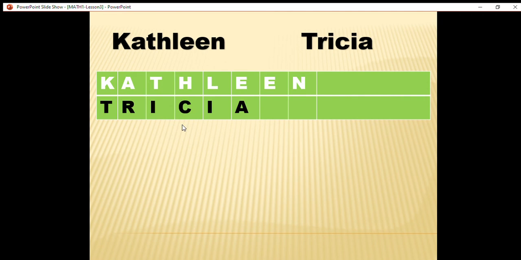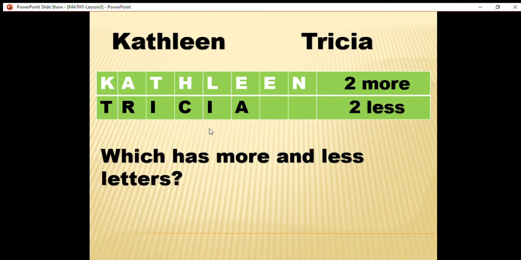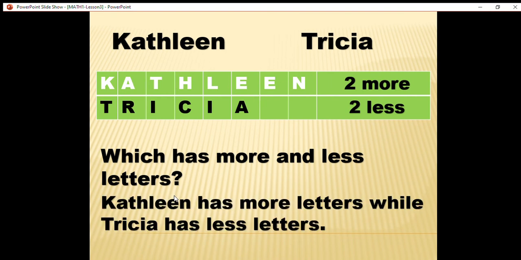So how many more does Kathleen have? Okay, very good. That is 2 more. How about Trisha? Trisha has 2 less. So which has more and less letters? If we just observe the boxes that we presented of each letter in our names, we can see that Kathleen has more letters while Trisha has less letters.